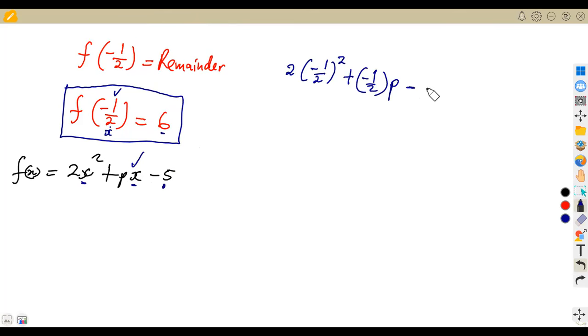Minus 5. Can we substitute something on minus? There's nothing there. So after substituting minus half in place of x, our answer is supposed to be what? Our answer is supposed to be equal to 6. So we have formed an equation. And whenever you form an equation, you have to solve for the unknown value. And the unknown value is p. So we are going to solve for p, which is our unknown value.